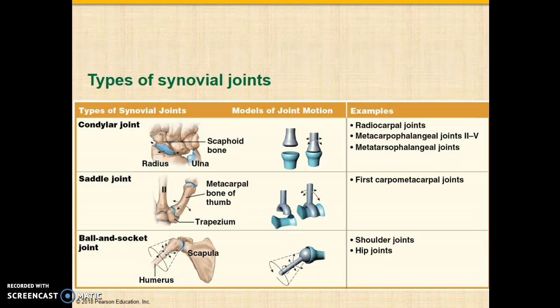A condylar joint, the best way is to think between your metacarpal, which is your hand, and your finger. The metacarpo-phalangeal joints. A saddle joint is the first carpo-metacarpal, so it's the joint between your wrist and your thumb, and a ball and socket, which would be the hip and shoulder joints.